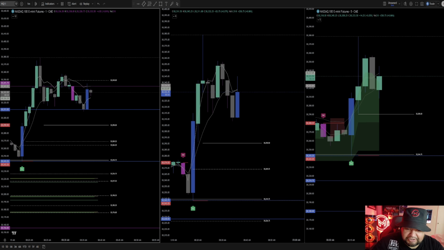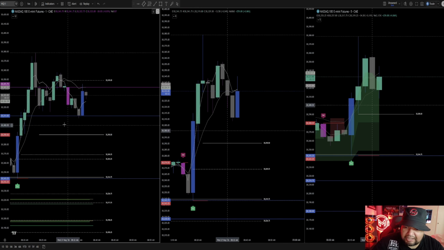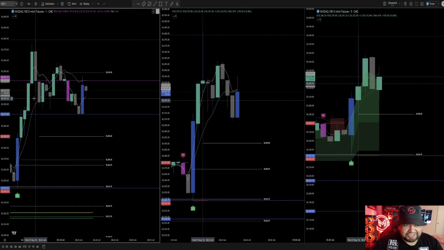On Wealth Charts, you can get it no matter what. That's the kind of nice thing about Wealth Charts. But again, Wealth Charts still has little tiny things that we're working on. But the 2 minute levels on TradingView are only available if I think you have Essentials. I forgot which plan it is.